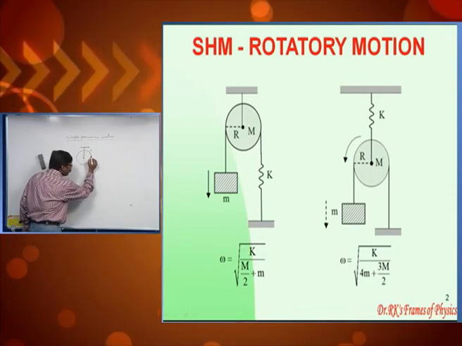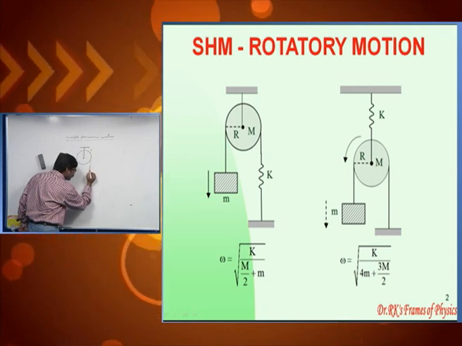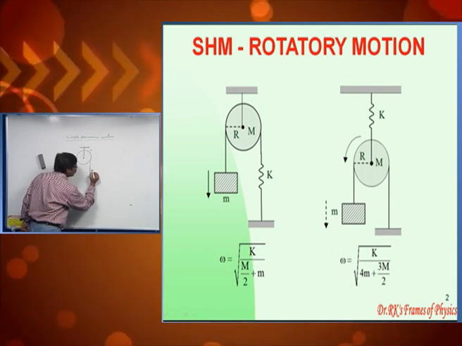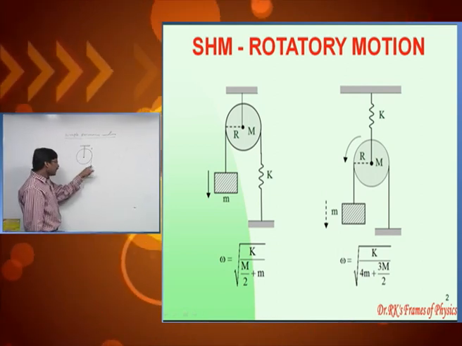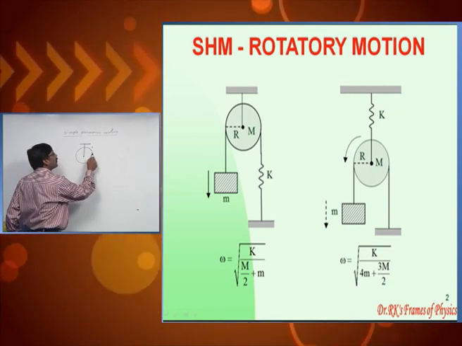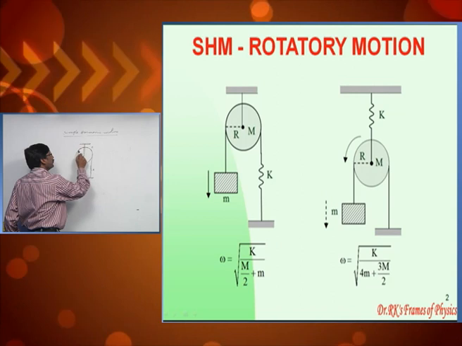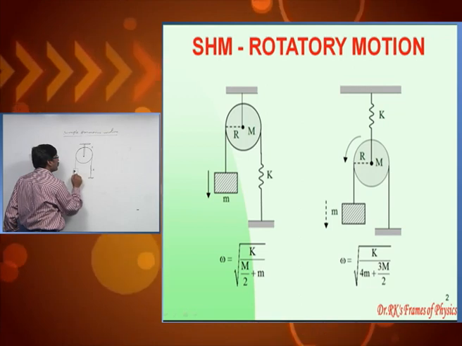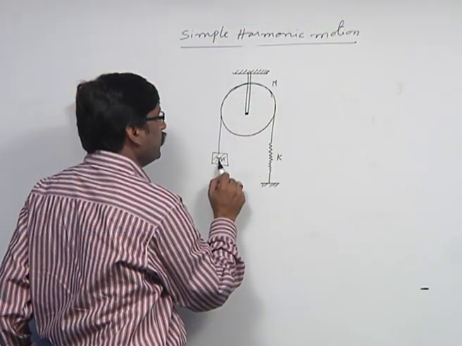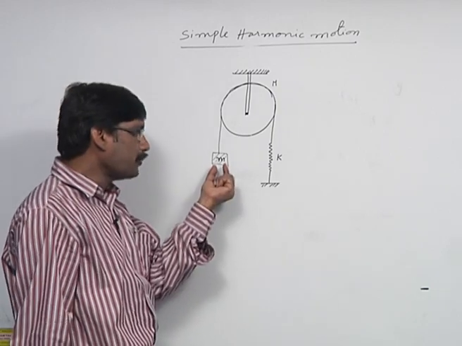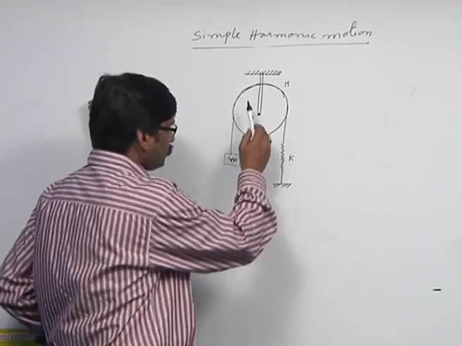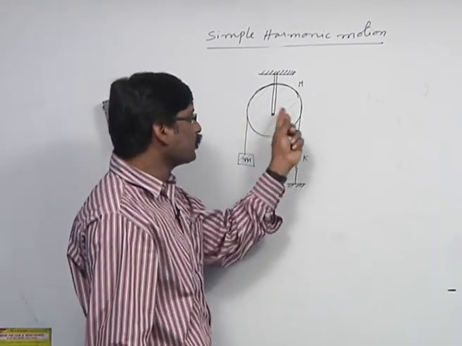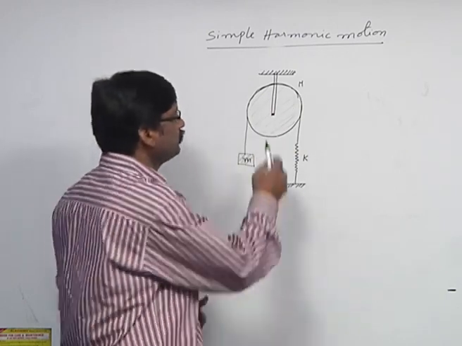Now, a string is connected to the disk. The spring constant you can call k. To the other end of this spring, a small object of mass m is connected. Now, there is enough friction so that there is no slipping of the string on this pulley.